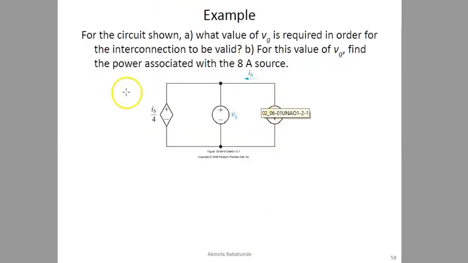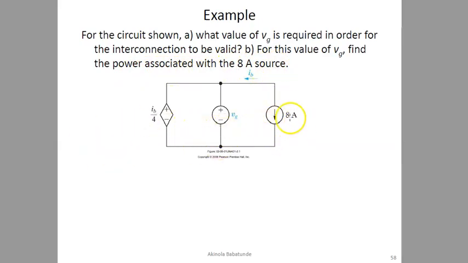Here's a simple example. For the circuit shown, what value of VG is required in order for the interconnection to be valid? For this value of VG, find the power associated with the 8 ampere source.